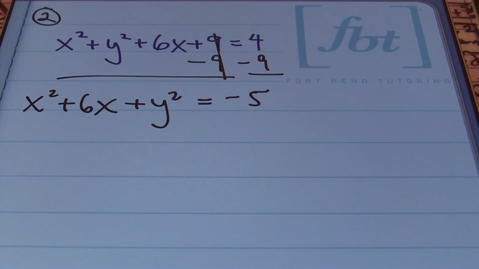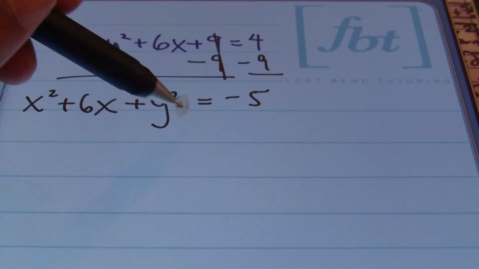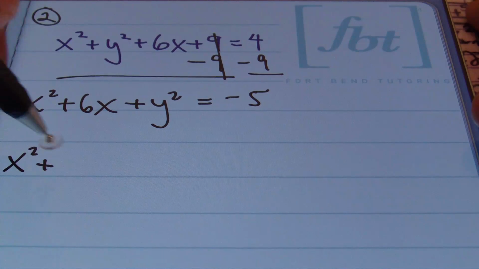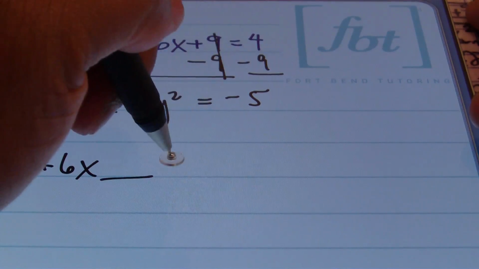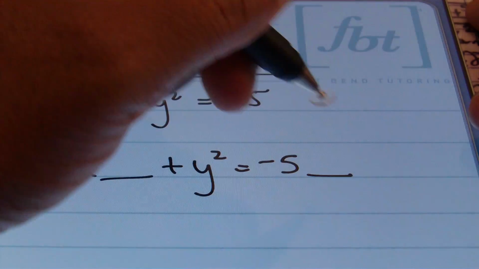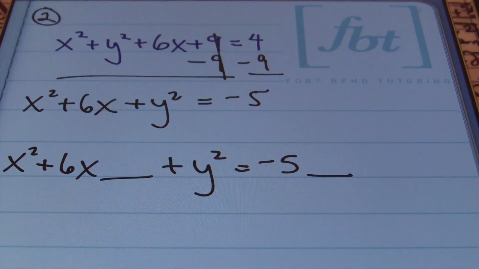That is way better. So now we're going to be completing the square on our x terms right here. The y squared, there's really nothing you can do with that. This is already perfect in its current state, so you don't have to mess with that y squared. However, the x terms, we'll be completing the square by doing the following. We have x squared plus 6x blank plus y squared equals -5 blank. Just like that, all right?